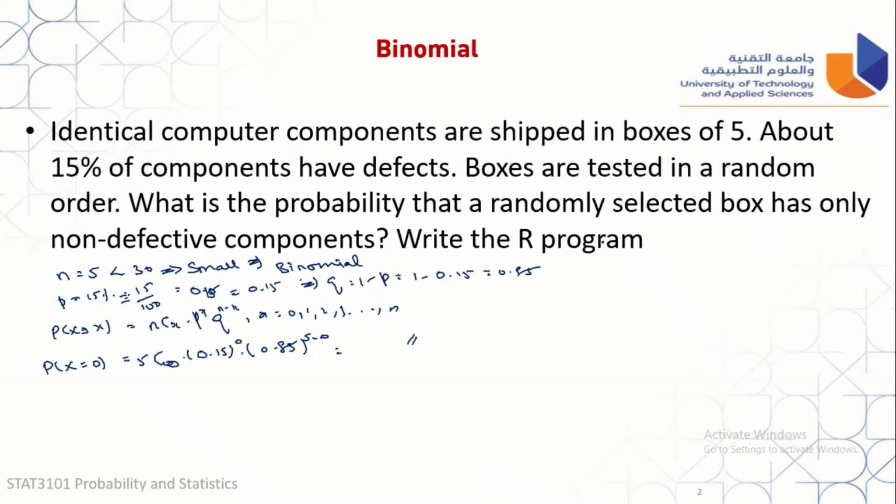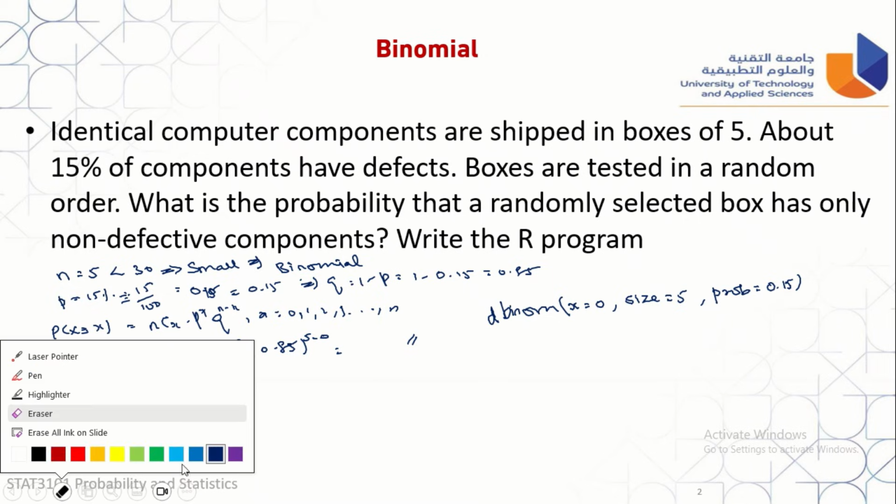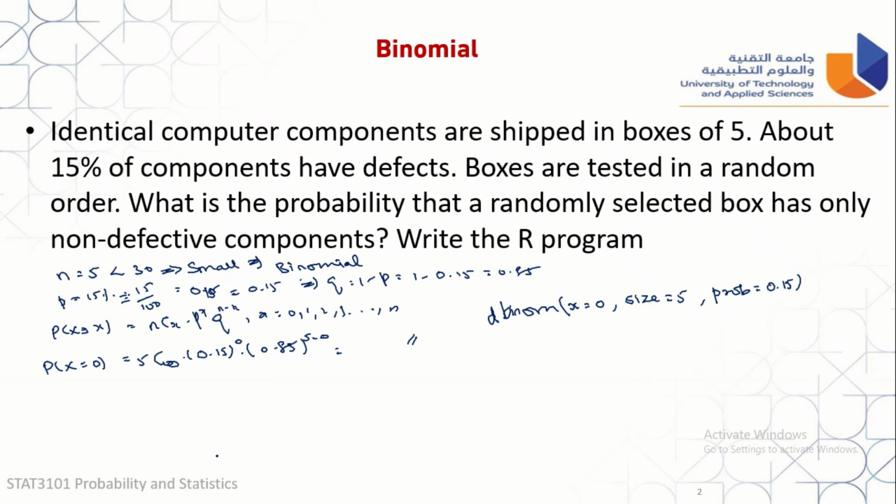Write the R programming over here. The R programming: which distribution is it? Binomial. So it is binom. What we are discussing is the binomial distribution, so it is d. What is the first one? The x value. What is the x value? 0. What is the next one? Size. Size means n. The n value is 5. The next one is p, the probability of success, which is 0.15. That's the command for the binomial distribution.